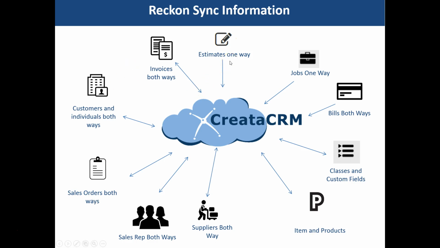You've got estimations one way, jobs one way, bills both ways. You've got classes and custom fields. You've got items and products and their actual inventory balance, suppliers both ways, sales reps both ways, sales orders both ways, customers and individuals both ways, and invoices both ways.